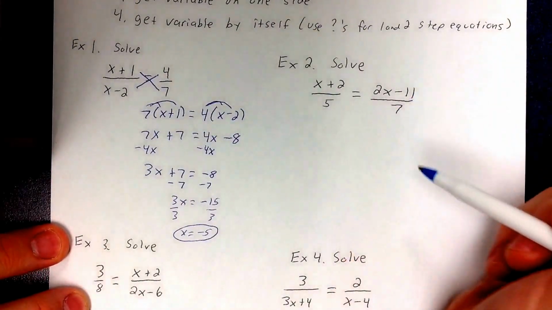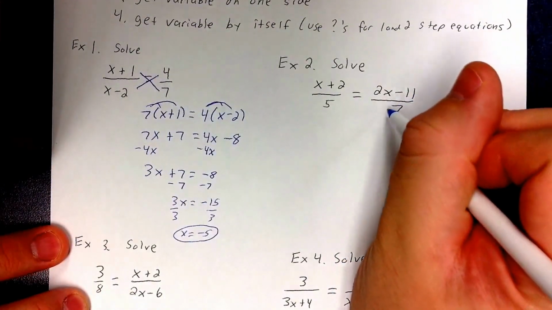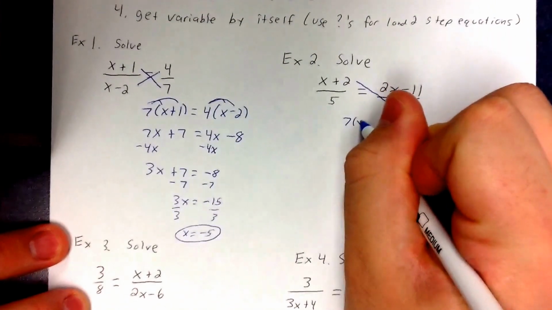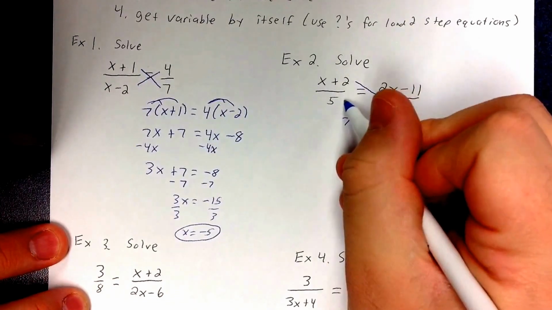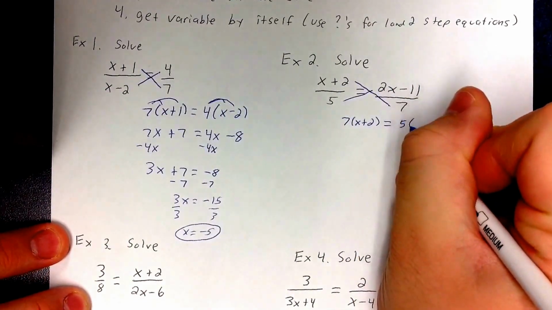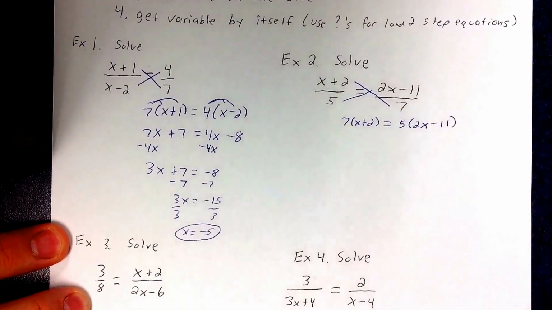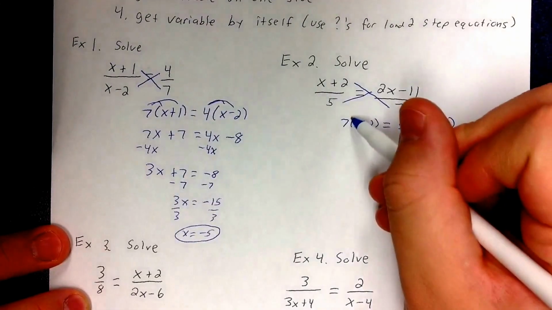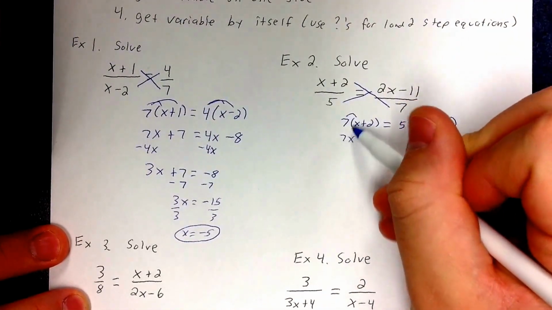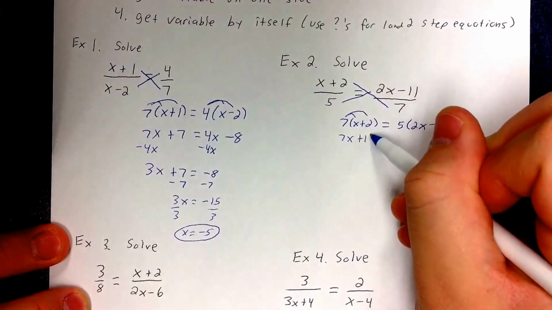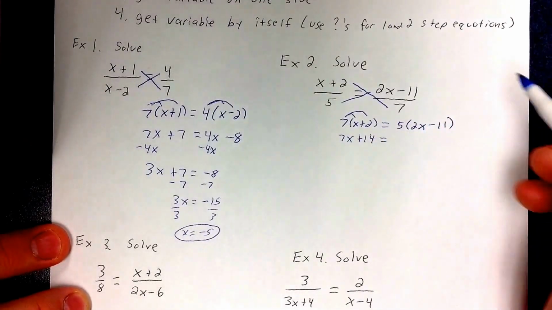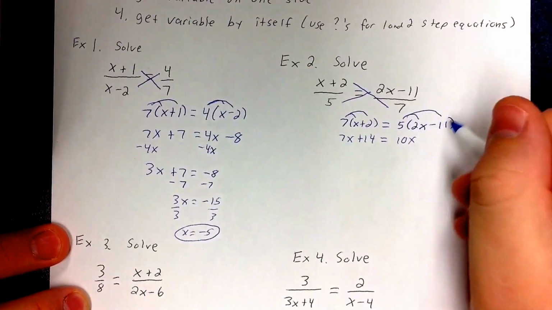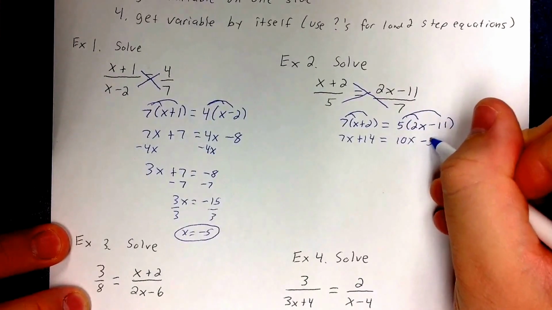Okay, example 2, x plus 2 over 5 equals 2x minus 11 over 7. So again, I'm going to multiply diagonal. So I can take 7 times x plus 2 equals 5 times 2x minus 11. So now again, we distribute. So 7 times x is 7x. 7 times 2 is 14 equals 5 times 2x is 10x, and 5 times negative 11 is negative 55.